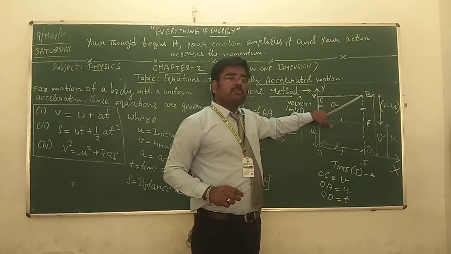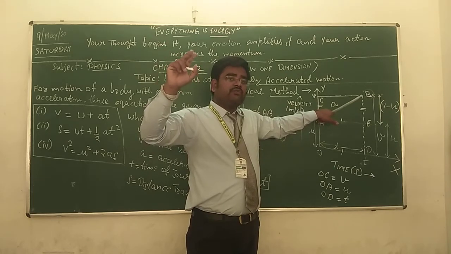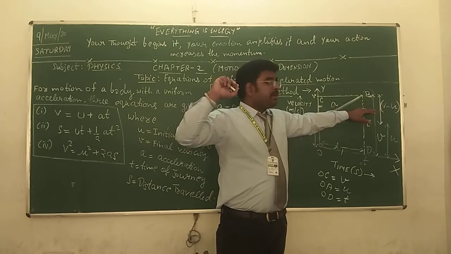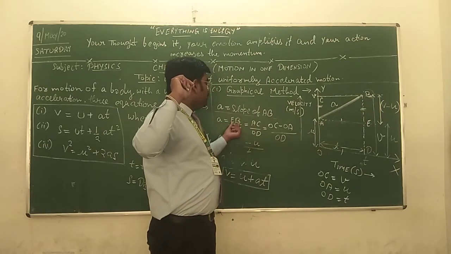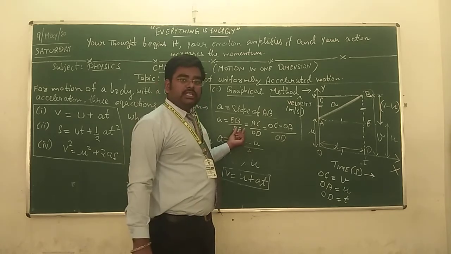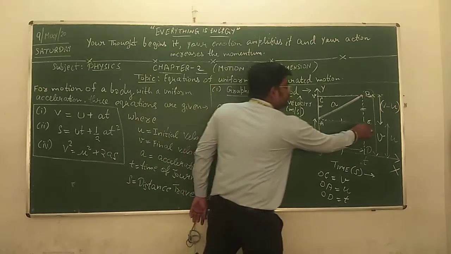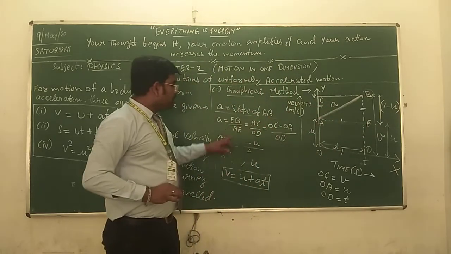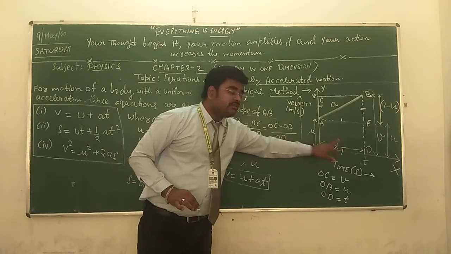For calculating the slope of AB, we apply the trigonometrical ratio tan, that is perpendicular by base. So according to that, EB by AE. EB is equal to AC, we have written here AC. AE is equal to OD, and OD is T, we know that.